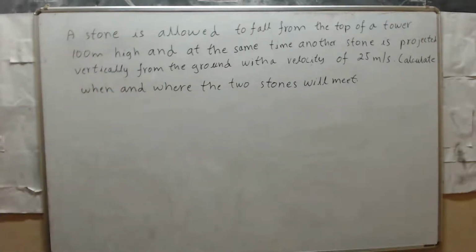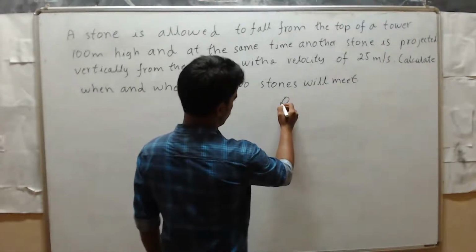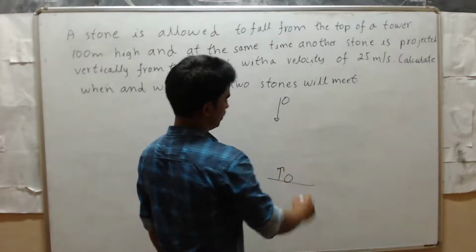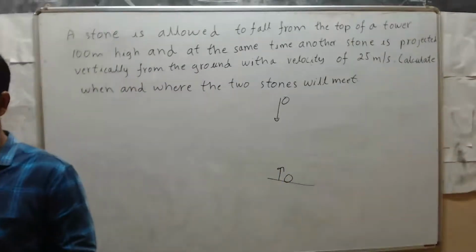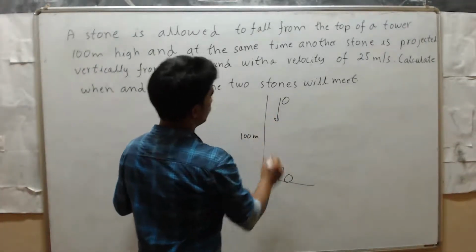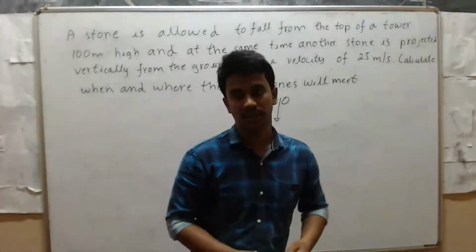A stone is allowed to fall from the top of a tower 100 meters high, and at the same time another stone is projected vertically from the ground with a velocity of 25 meters per second. Calculate when and where the two stones will meet. Just imagine one is dropped from the tower, another one is projected like this. The height of the tower is 100 meters. Our work is to tell when and where the two stones will meet.